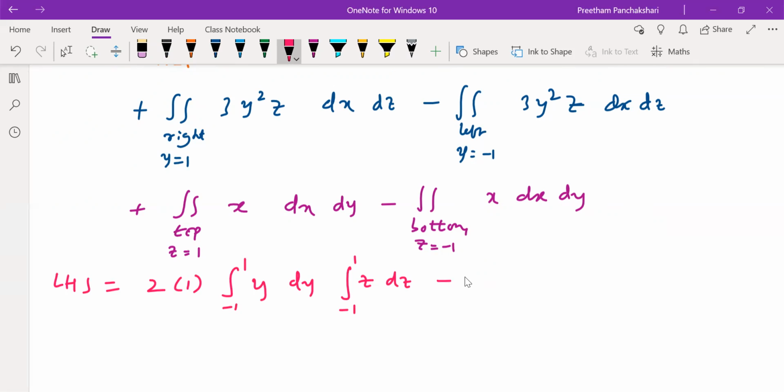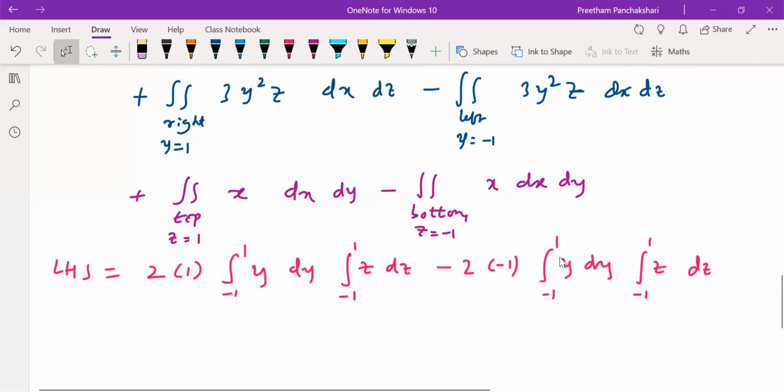Similarly here, 2 constant outside. X is also constant outside, but x value is going to be minus 1. For the back face, integrate y dy, integrate z dz with the limits minus 1 to plus 1. Similarly, we write other two.